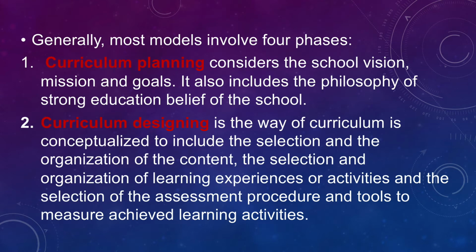Generally, most models involve four phases. These are curriculum planning, curriculum designing, curriculum implementing, and curriculum evaluating. The first one is curriculum planning, which considers the school vision, mission, and goals. It also includes the philosophy and strong educational beliefs of the school. In curriculum planning, all of this will eventually be translated to classroom desired learning outcomes for the learners.